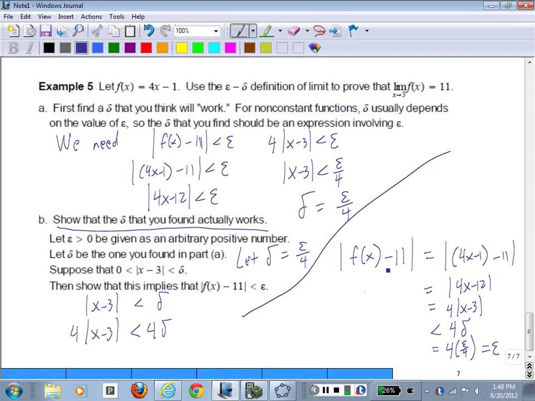So this expression is equal to this, which is equal to this, which is equal to this, which is less than this, which is equal to this, which equals epsilon. So string them all together, and the absolute value of f of x minus 11 is less than epsilon. So that concludes it. And that's probably a good place to conclude the first day of class.